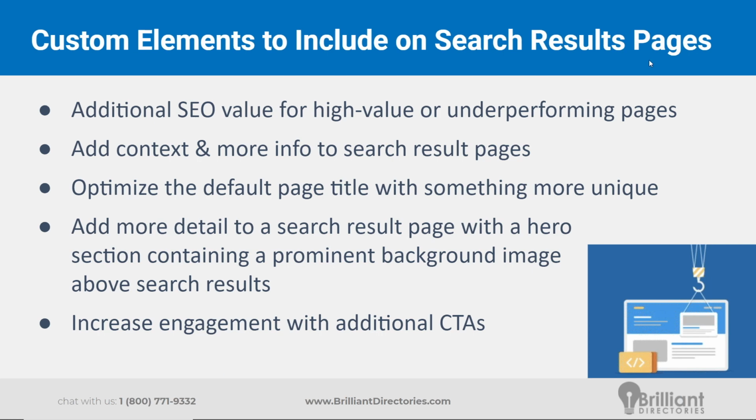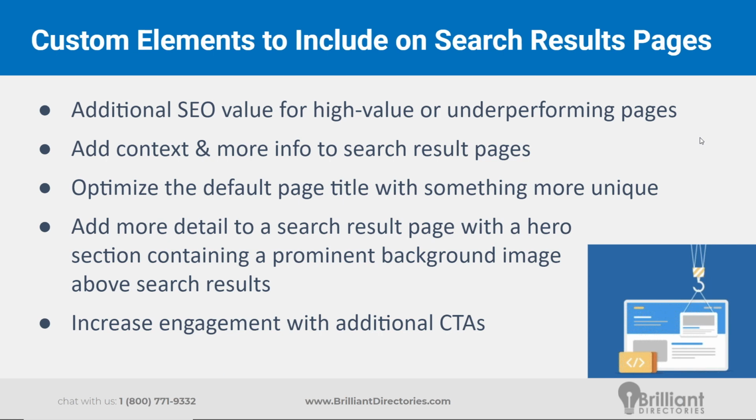So we thought we'd give you some ideas here, some ways to use this custom content on specific search result pages. So you can add that additional SEO value for maybe your high value or your underperforming pages. Your high value pages or your top performing pages, maybe you want to make those even better. You can add some custom content to those search result pages. Or maybe you have some underperforming search result pages, ones that maybe you thought should be getting some more visibility that just don't seem to be. Maybe adding some custom content to those pages would improve their performance. Like I mentioned, you can also add some additional context or just some general information to search result pages.